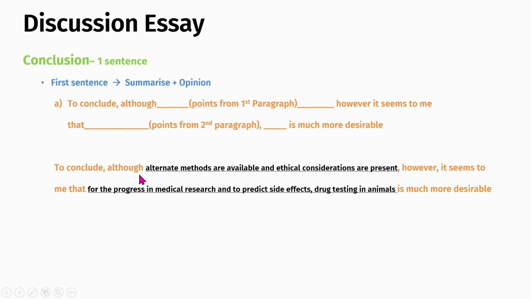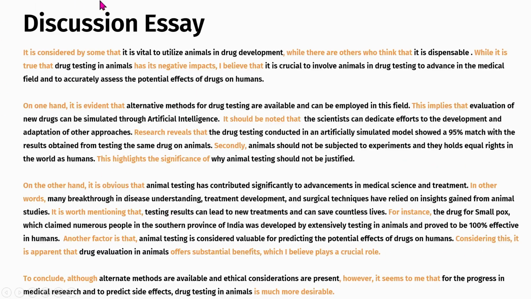To conclude, although the reasons from the first paragraph were alternate methods are available and ethical considerations are present, however, it seems to me that now it's time for the points from the second paragraph, for the progress in medical research and to predict side effects. Now you have to write the essay topic, which is drug testing in animals is much more desirable. So this is how you conclude the essays. Let's go to your complete essay.